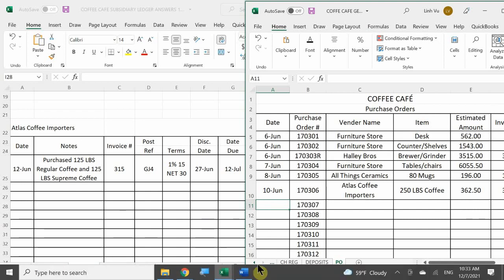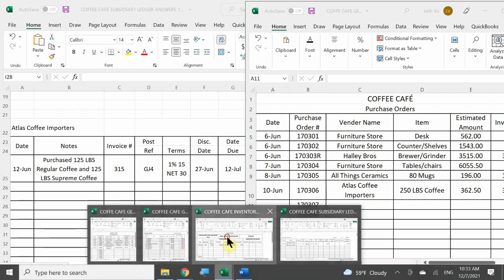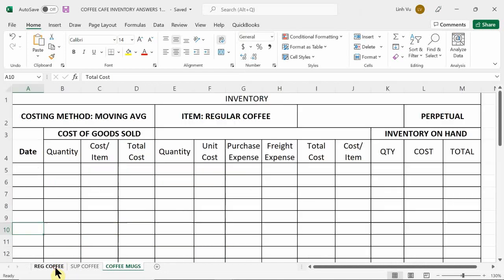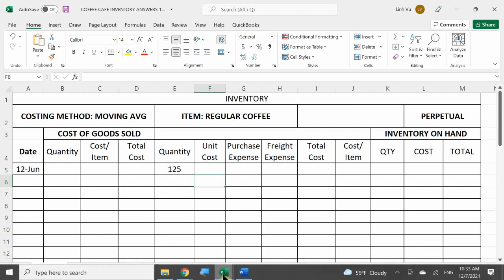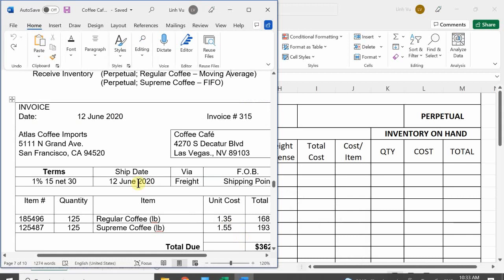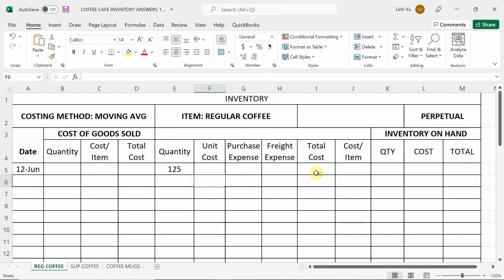Okay. And of course, this is inventory, so we also need to update our inventory worksheets because we received some coffee, okay? Starting with the regular coffee, we purchased 125 pounds. Unit cost, I believe it was $2, and let's take a look. Let's see. For the coffee, $1.35, and the Supreme coffee was $1.55.